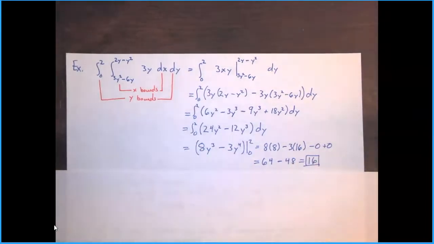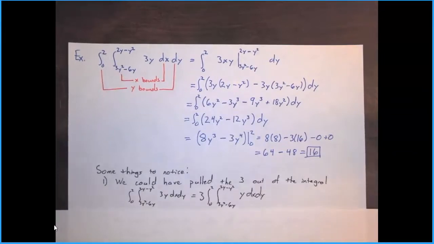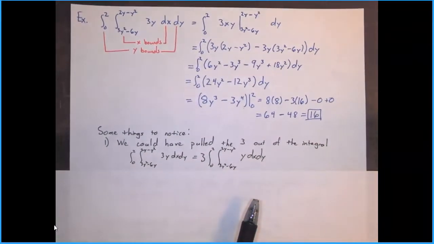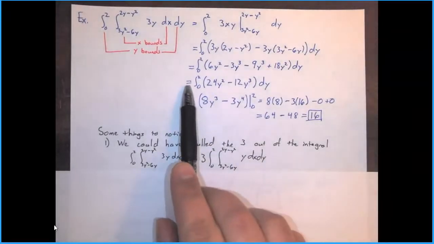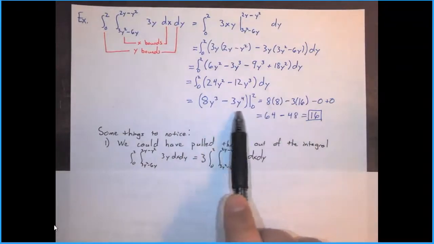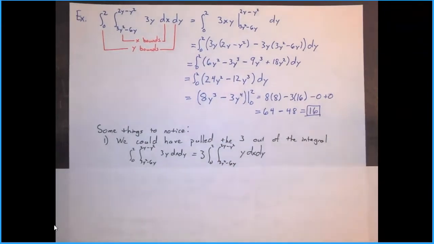Okay. Before we move on, there's some things I want to point out about this example. The first thing I want to point out is that we can still pull constants out of these integrals. So I could have started, since I was integrating 3y, I could have pulled that 3 out and just integrated y. That's fine. I don't know if that would have saved us any work. I would have had, at some point, a 3 out here, all the way down, and then I would have had 3 times probably some fractions in here in order for me to get 16. So there's nothing wrong with that.